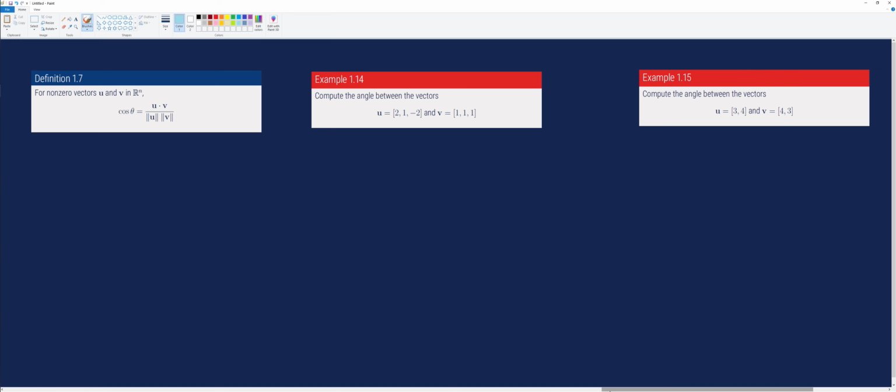To solve the angle between two vectors u and v, we use the formula cosine theta is equal to the dot product of u and v divided by the product of the lengths of the two vectors. Let's have an example. Let's compute the angle between vectors u and v. To do that, we need to solve first the dot product of u and v.